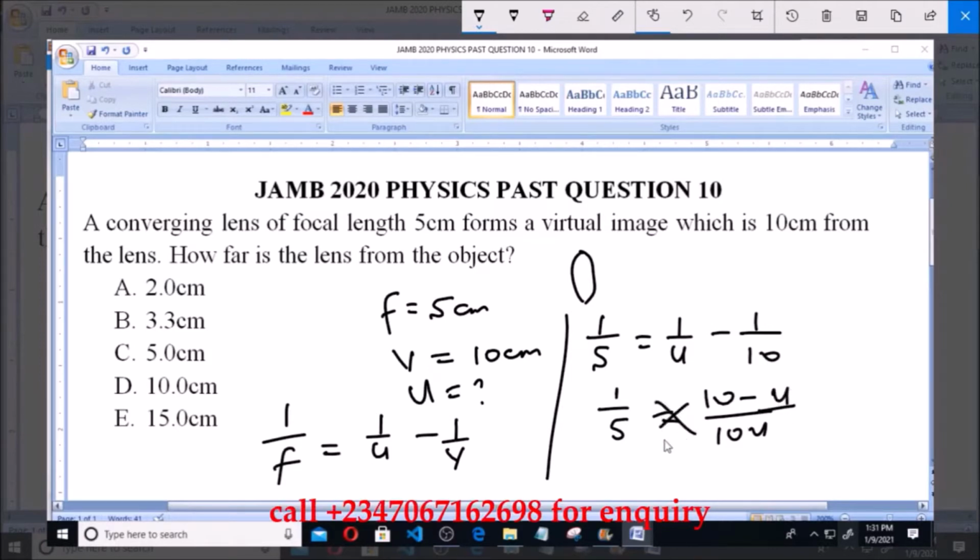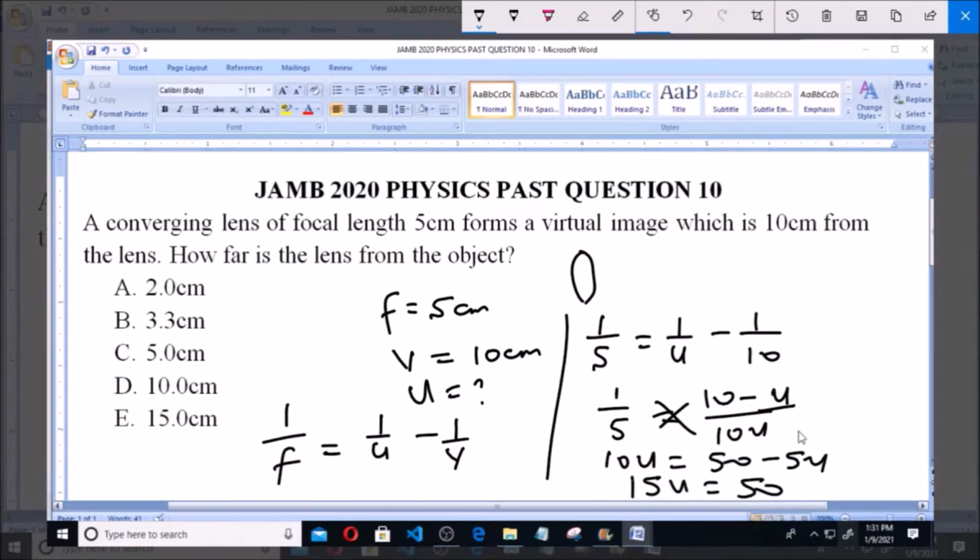Now cross multiplying, we'll have 10U is equal to 50 minus 5U. Collecting like terms, we'll have 15U is equal to 50. Now U will be equal to 50 over 15, and so U is equal to 3.3 centimeter. So the object distance is 3.3 centimeter.